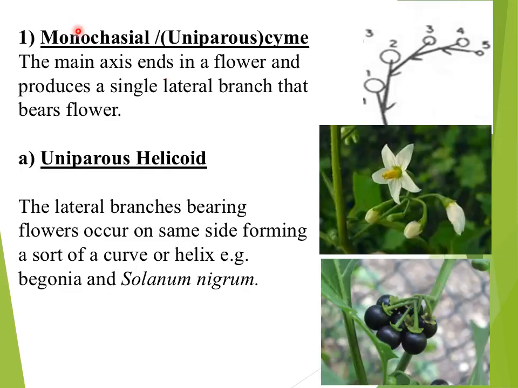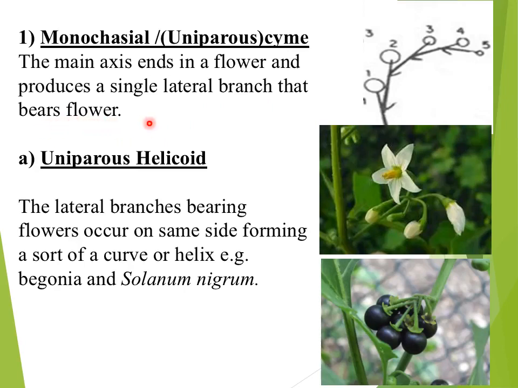Now this cymose is further divided into three major types. First is monochasial, or uniparous cyme. The main axis ends in a flower and produces a single lateral branch that bears a flower. Here in this picture, this is the main axis and the flower is present at the tip. The growth is restricted, it's stopped, because the flower is present at the end.